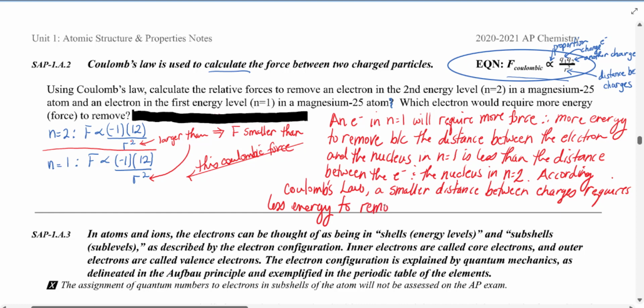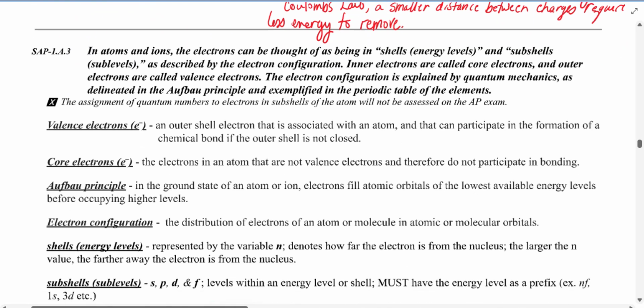On a justification, you must answer the question, and then you have to justify it. You can't just justify it any old willy-nilly way. You have to justify it the way the question is asking you. And here it says using Coulomb's law, so you must use Coulomb's law. And here's the equation for Coulomb's law. All right, let's move along.